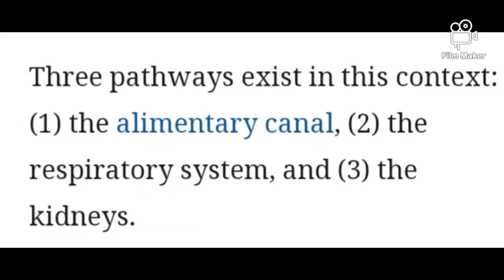Three pathways exist in this context: the alimentary canal, the respiratory system, and the kidneys. Now first, we deal with the alimentary canal.